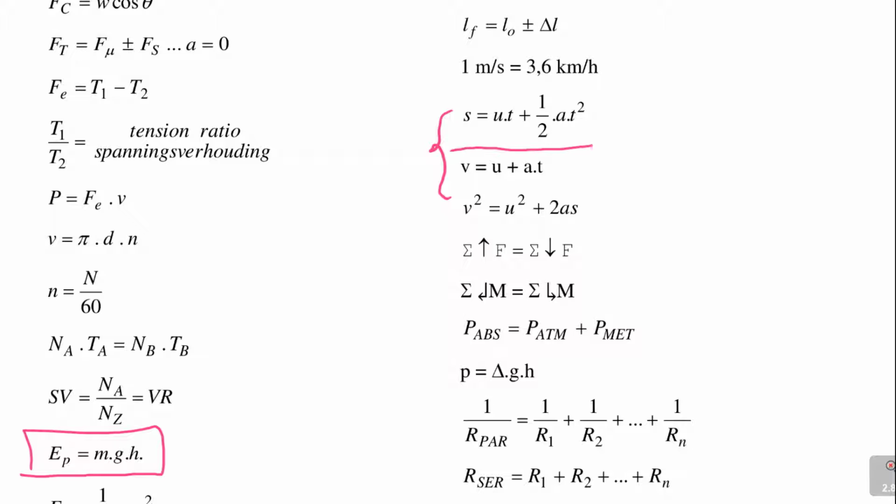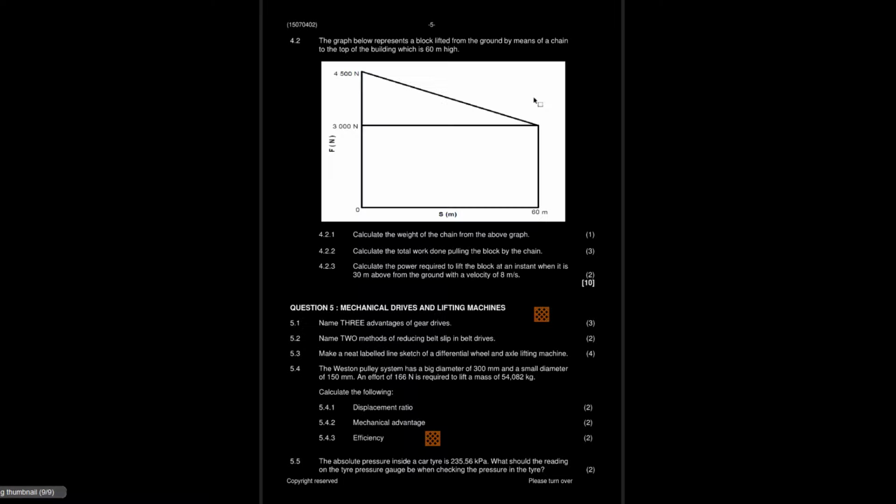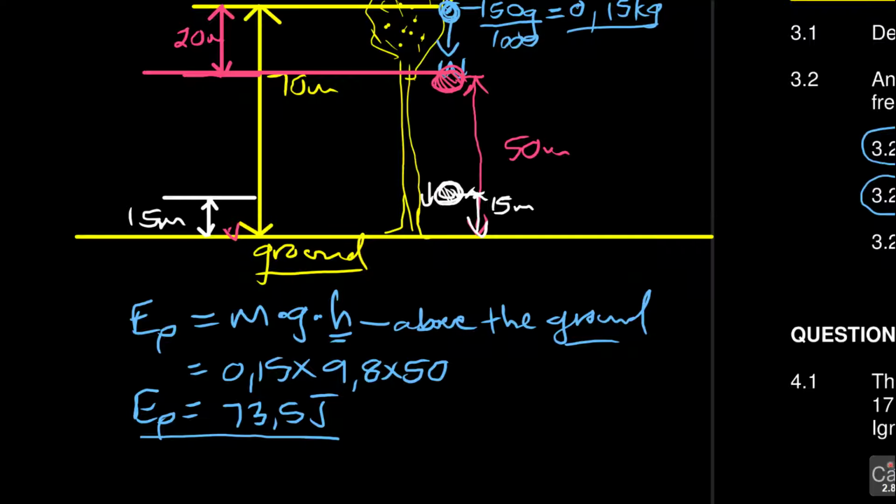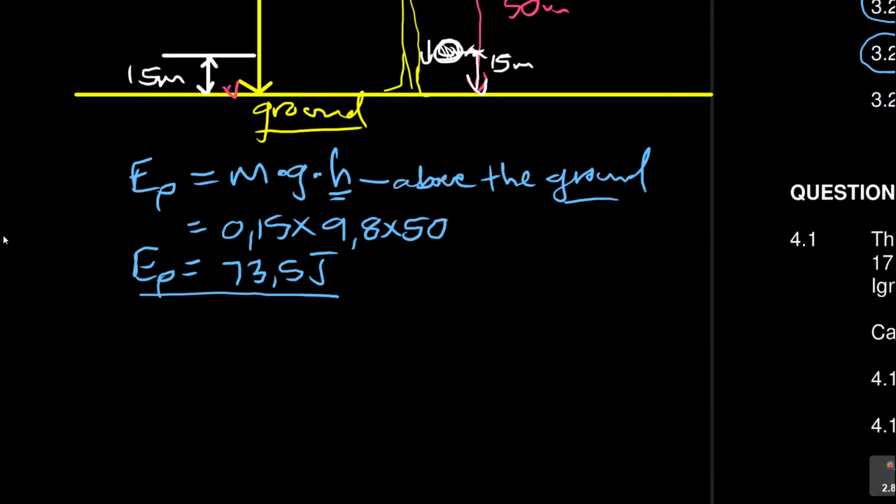But here I see two. V is equal to U plus AT. We're not given time, so this we can scratch out. But V squared equals U squared plus 2AS, that's the formula we need. So I'm going to take that formula and say, this is the formula I'm going to use: V squared is equal to U squared plus 2AS, where S is displacement.